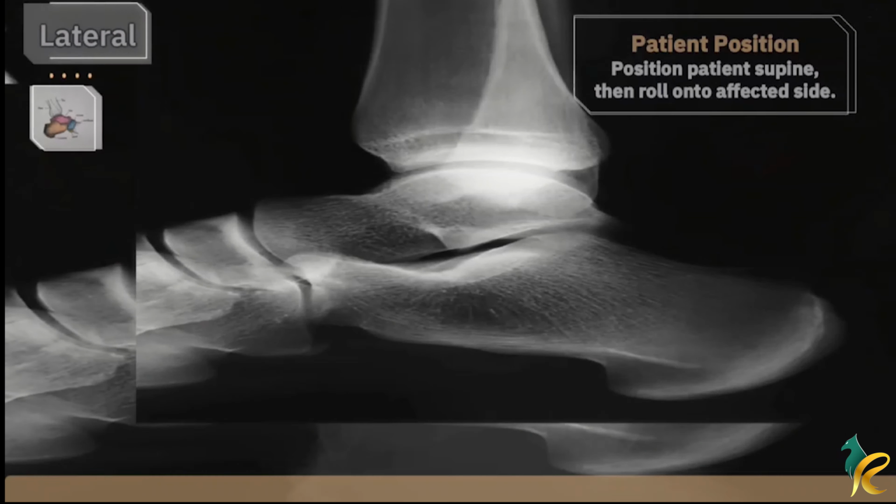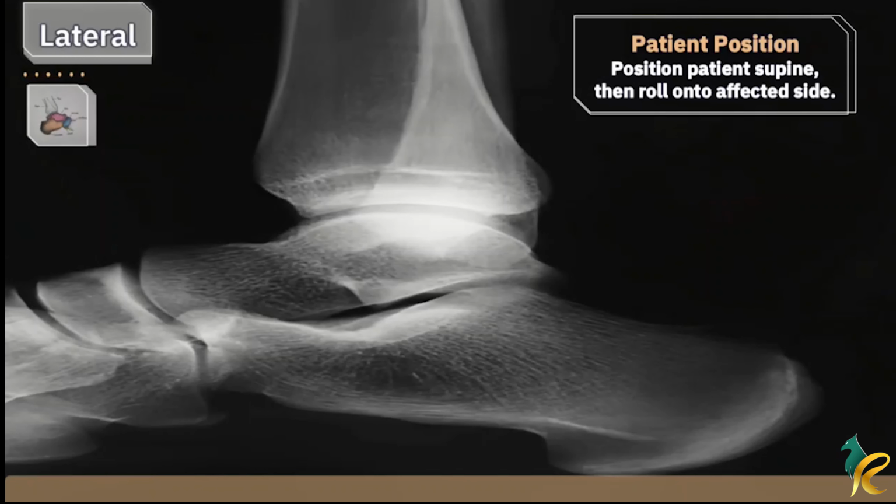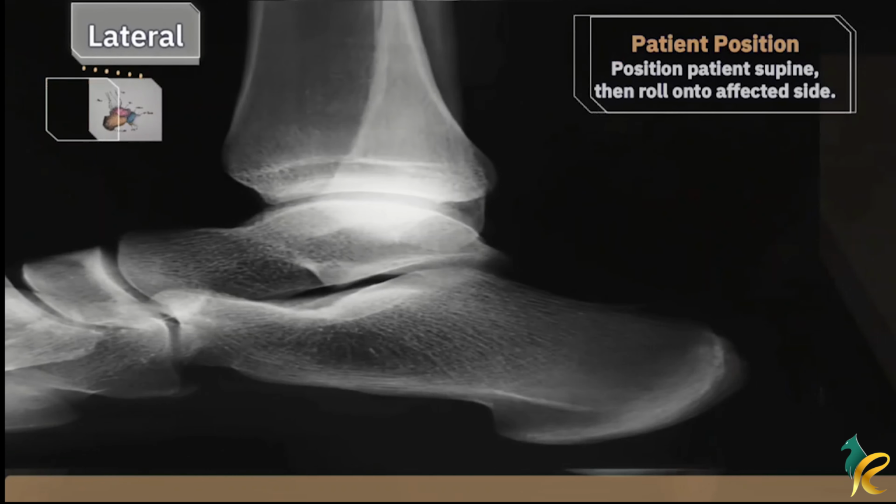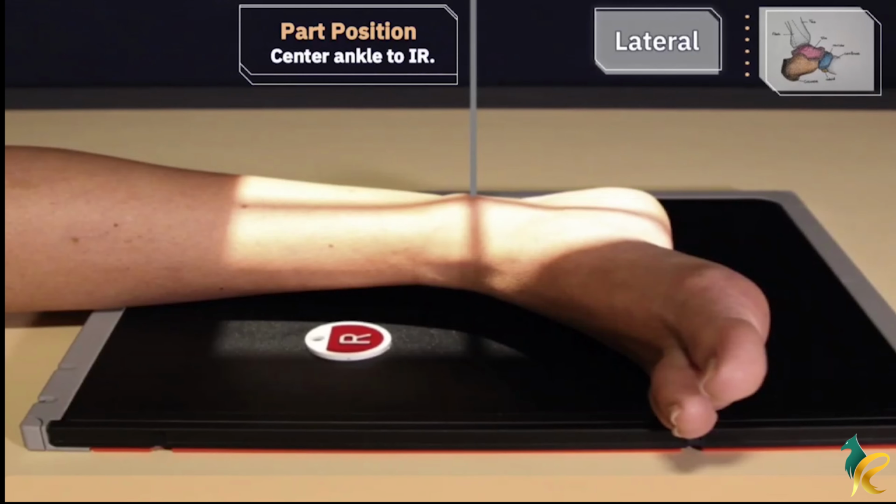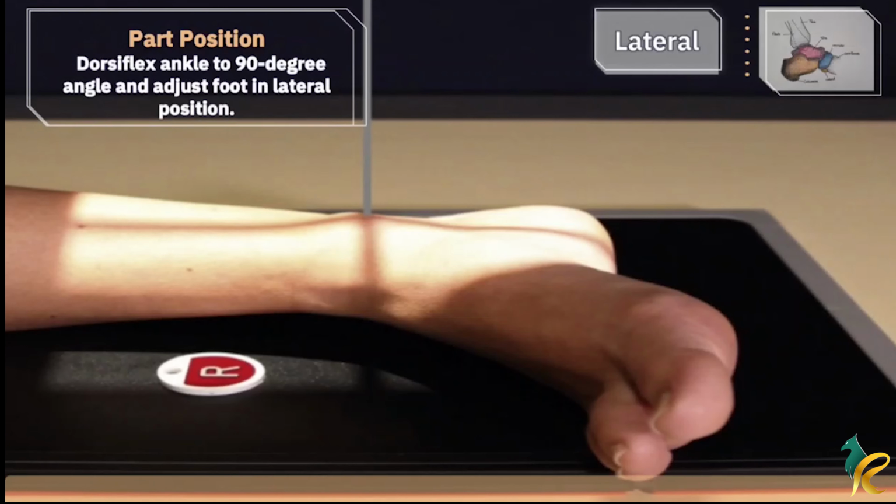Use the appropriate kVp. For the lateral imaging of the ankle, we have to position the patient supine and roll onto the affected side for the lateral position. We center the ankle to the IR and dorsiflex the ankle to a 90 degree angle, and adjust the foot in natural position.